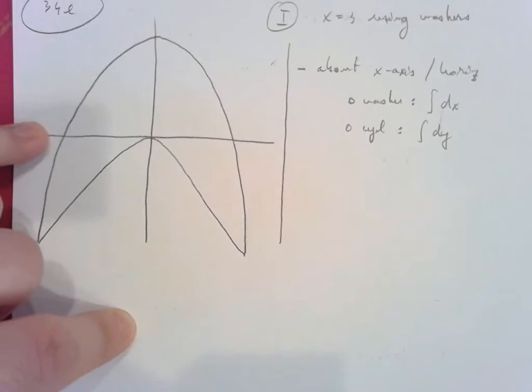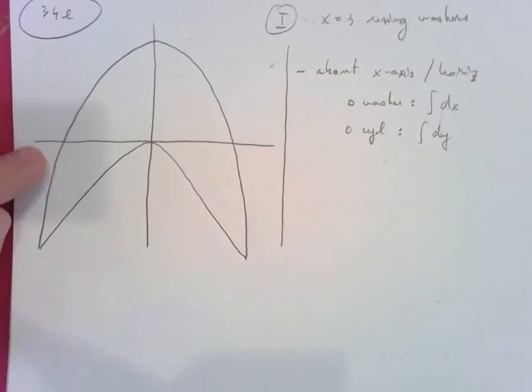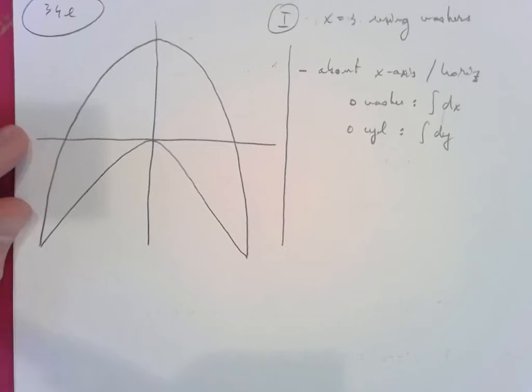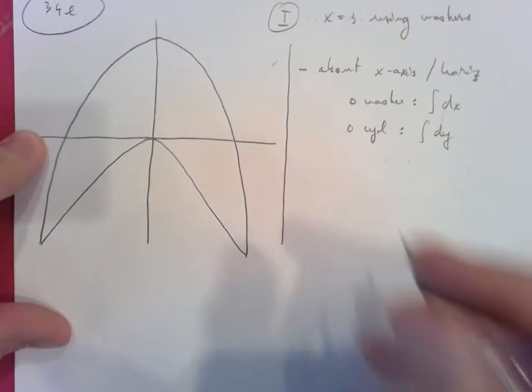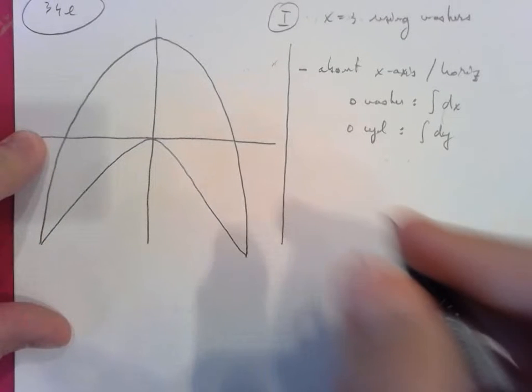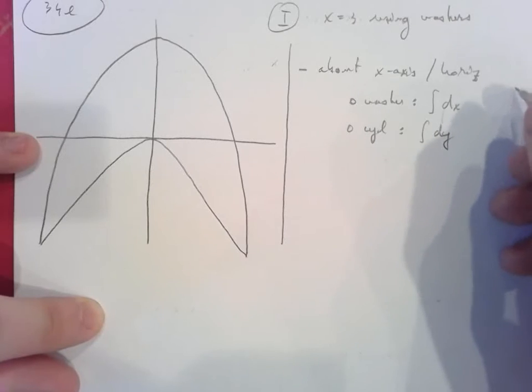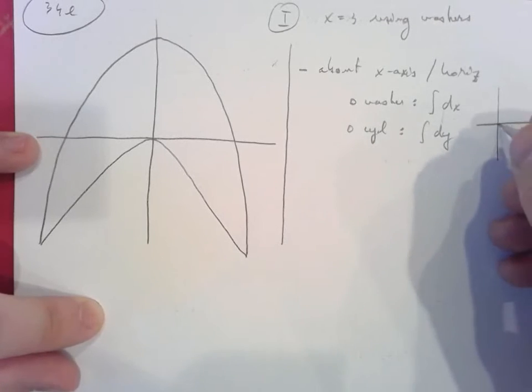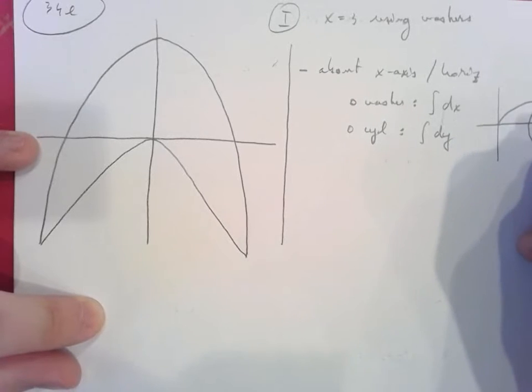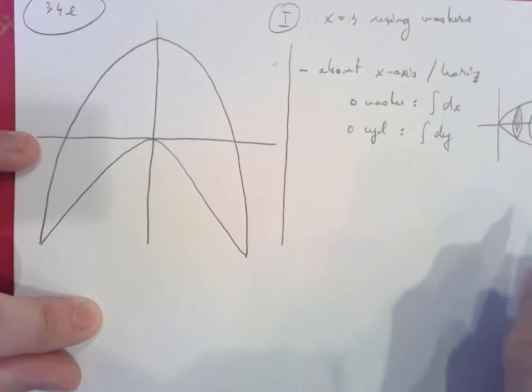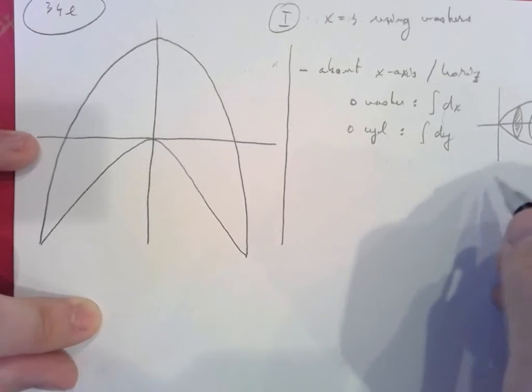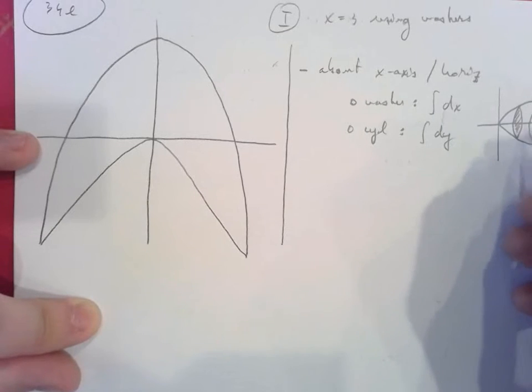I'm sorry, I think I got this one wrong. Let me think. If I revolve, so I'm revolving, let's say I'm revolving this curve. Yeah, if I use the washer method, the thickness is dx, and the cylindrical shell is an integral with respect to y.